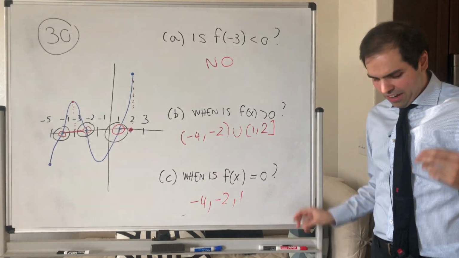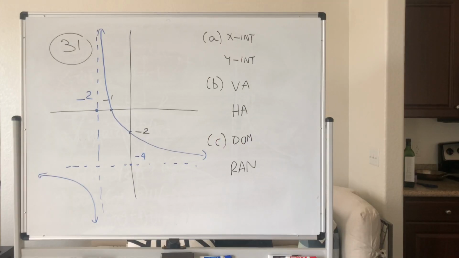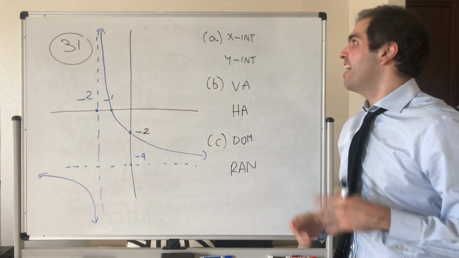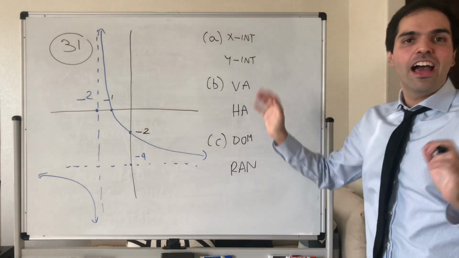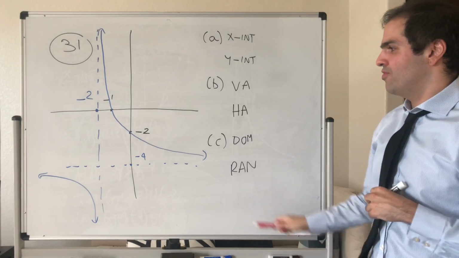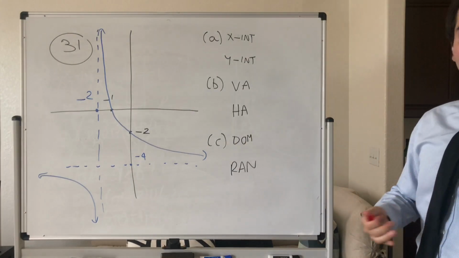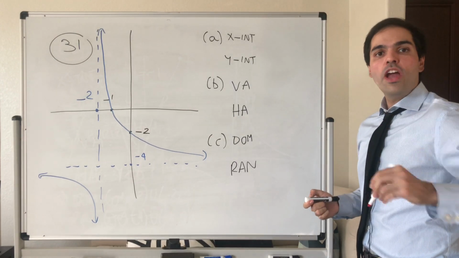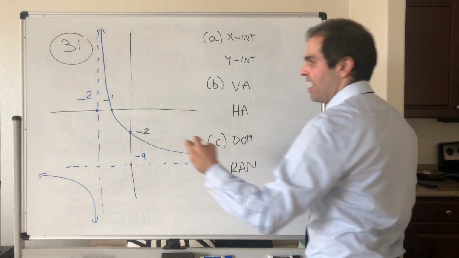All right, moving on. All right, question 31. Now look at this beautiful function called a hyperbola, and we want to answer a couple of questions about this function. So first of all, what is the x-intercept? X-intercept means where does this graph cross the x-axis?